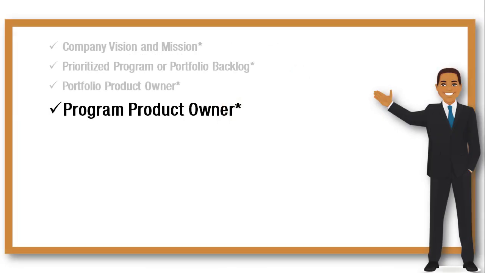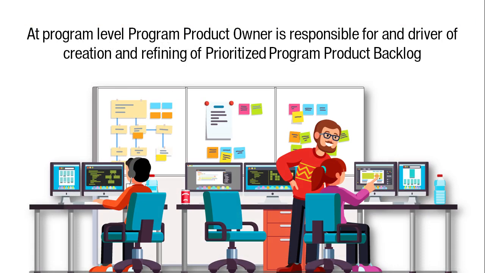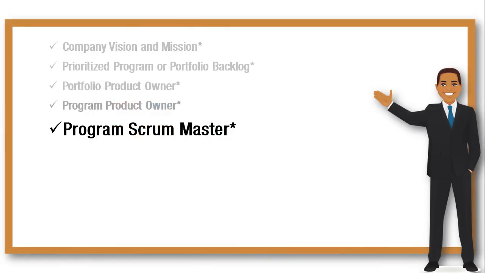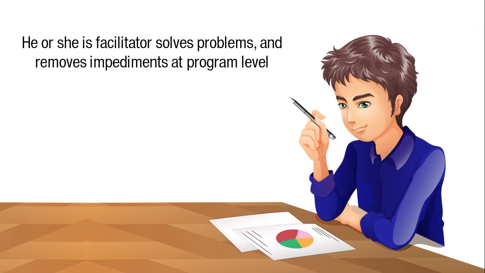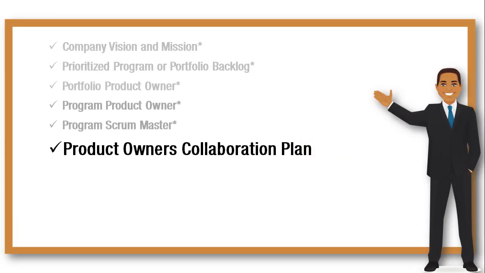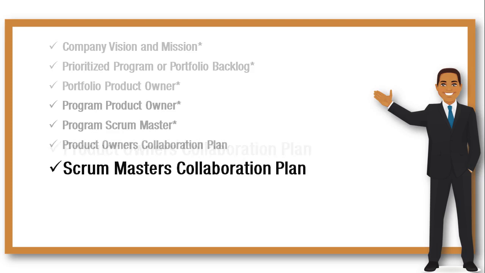Next input is program product owner. At the program level, the program product owner is responsible for and is the driver of the creation and the refining of the prioritized program product backlog. Another input is program Scrum Master. At the program level, the program Scrum Master plays a role similar to that of the Scrum Master in a project. He or she is a facilitator, solves problems, and removes impediments at the program level. Next up are Product Owner's Collaboration Plan and Scrum Master's Collaboration Plan, which are also discussed in one of the earlier videos of this course.